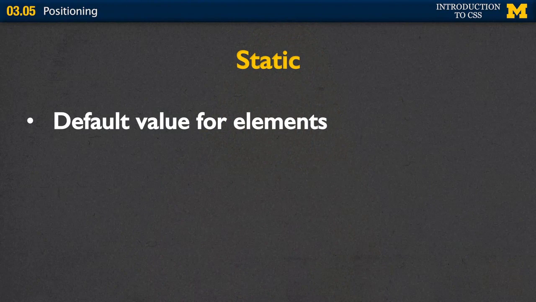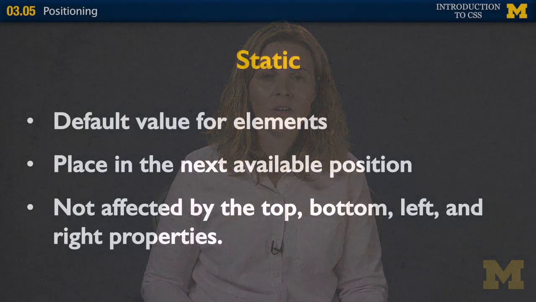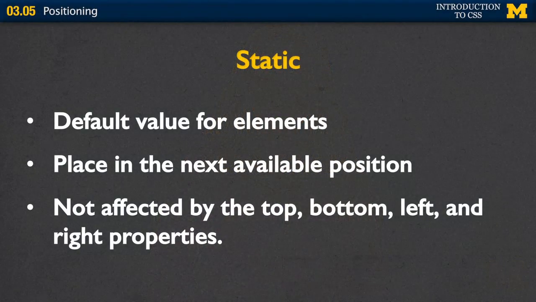And the reason we're going to start with static is because you've already been using it all along. It's what we call the default value for elements. If you don't say anything else, it's going to be set to this. How it works is that the browser is going to place each element in just the next available position. You can give it values such as top, bottom, left, and right, but the browser is going to completely ignore it. How it's going to work is something like this.